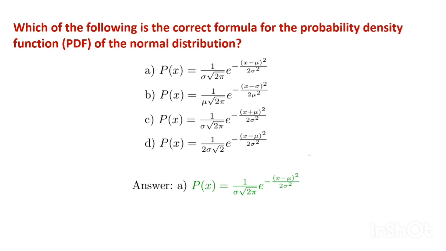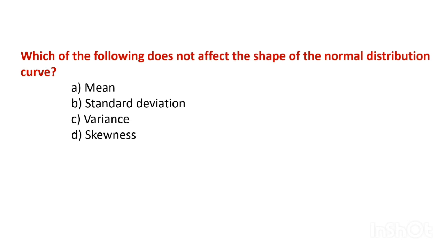Why? Because this is the correct formula for the probability density function of the normal distribution. In this case, mu is the mean and sigma is the standard deviation of the distribution. Which of the following does not affect the shape of the normal distribution curve?